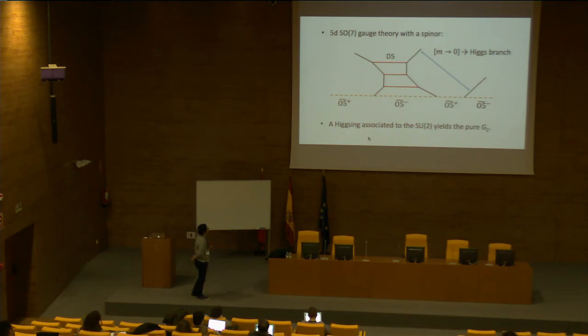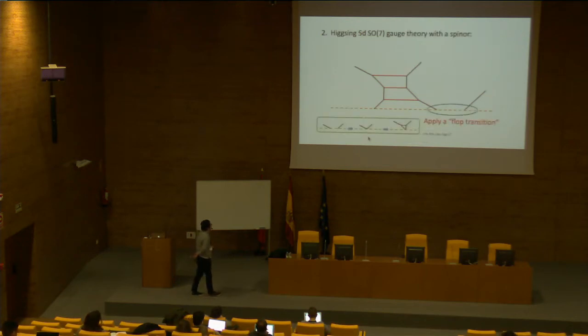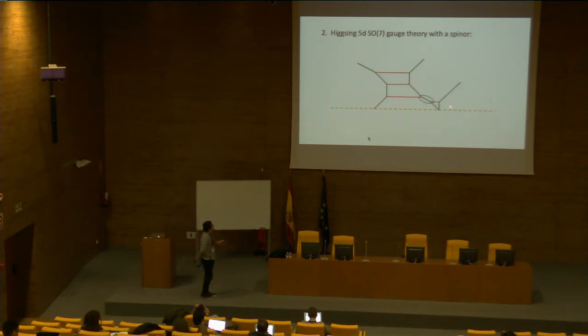But actually, it turns out that we can perform a kind of flop transition for the brane configuration with an orientifold 5-plane. And the flop transition is something like this one. So we have some 5-brane configuration with an O5 plane. And if we put these two 5-branes close together, in fact we can go further and we will get this kind of configuration.